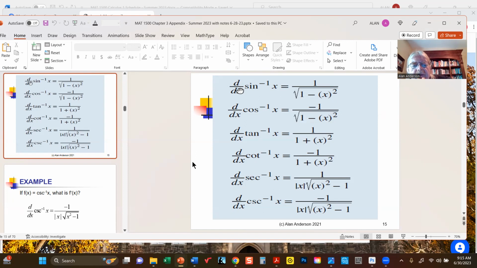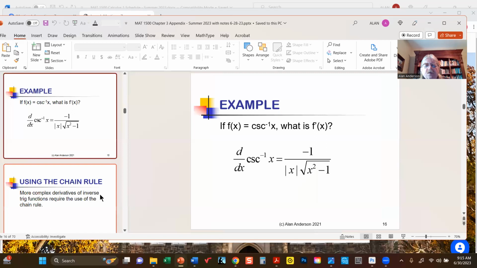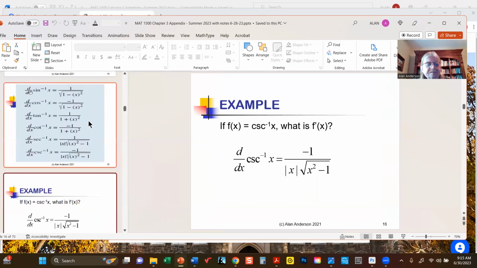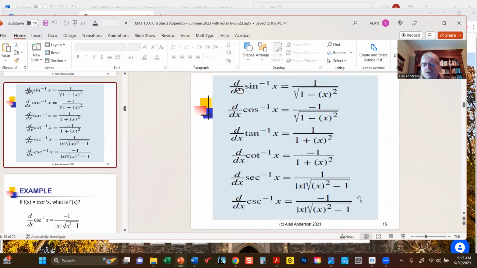So what we need to do is recognize these when we see them. For example, if the function that we're interested in is the inverse cosecant or arc cosecant of x, then we can easily calculate its derivative by simply looking at this chart. And we just go look it up. I mean, nobody expects you to memorize that.